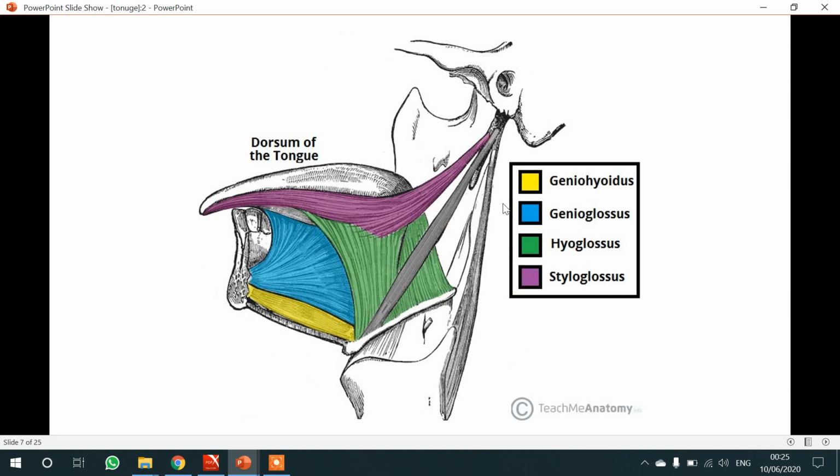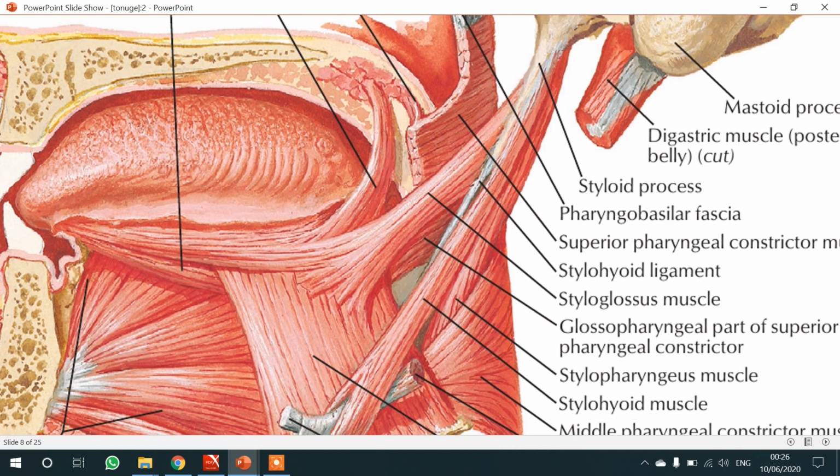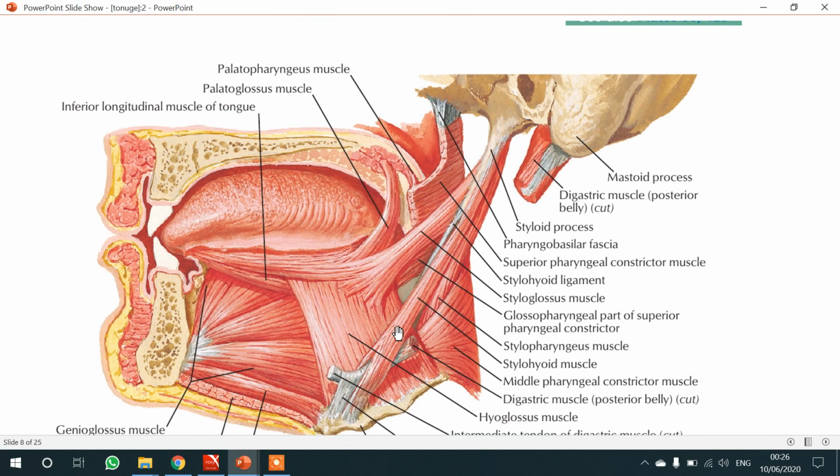Styloglossus. Here again it has two parts in its name: stylo for the styloid process and glossus for the tongue. So here we can see the styloglossus muscle. It is attached onto the anterior surface of the styloid process, and here you can see the stylohyoid ligament. This cord-like structure, the stylohyoid ligament, is originating from the styloid process and going to attach on the hyoid bone. That's why this is a ligament. And this muscle, styloglossus, originates from the anterior surface of the styloid process.